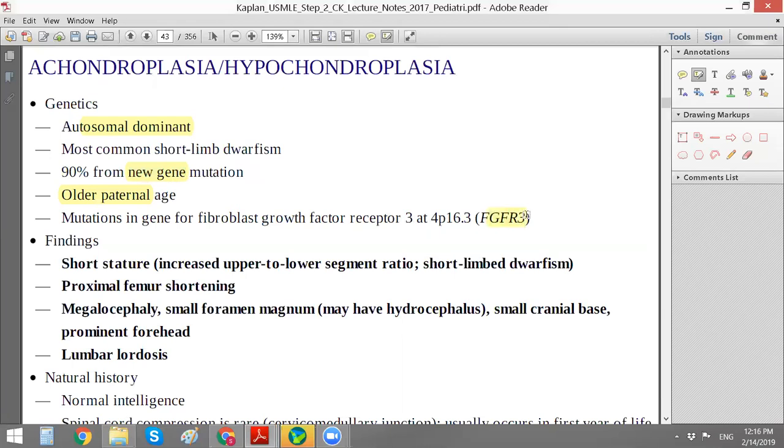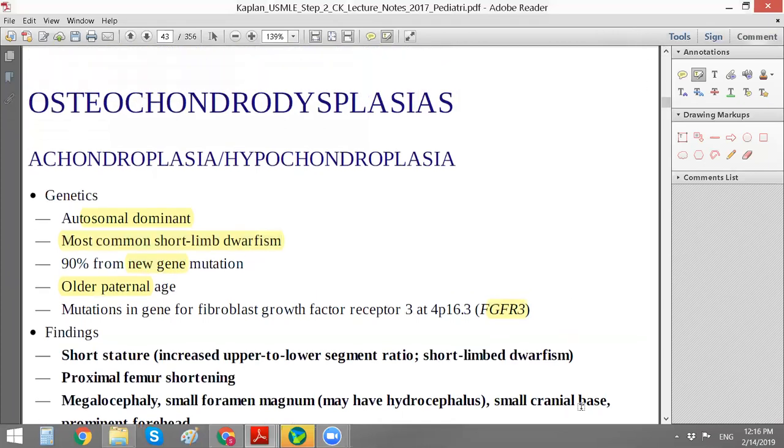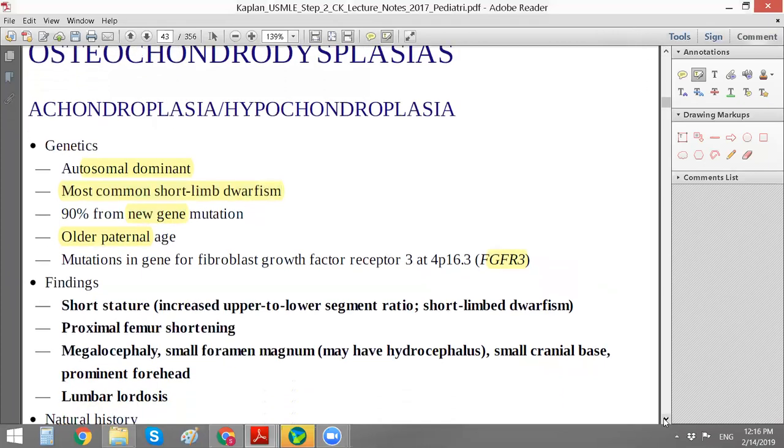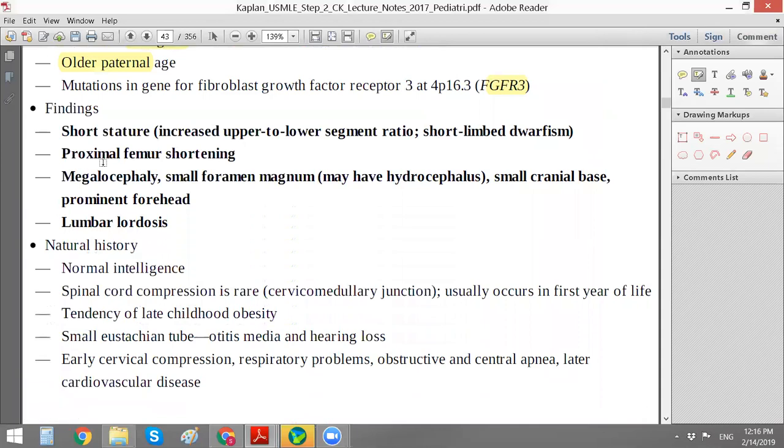Findings are short stature, increased upper to lower segment ratio, short-limbed dwarfism. So this is the most common short-limbed dwarfism, achondroplasia or hypochondroplasia. Then we have short stature. Proximal femur shortening is pathognomonic for achondroplasia. Megalocephaly, small foramen magnum, may have hydrocephalus, small cranial base, prominent forehead. Okay, prominent forehead. Lumbar lordosis.